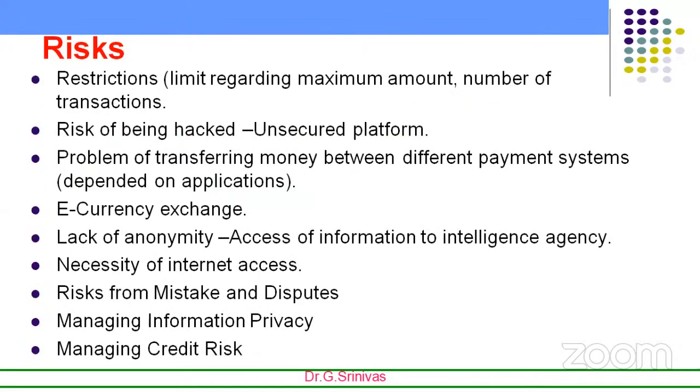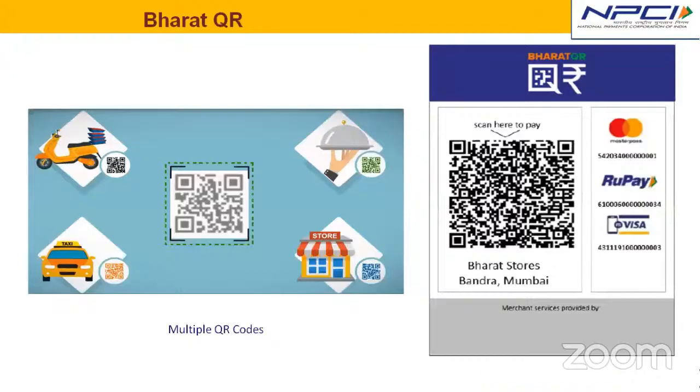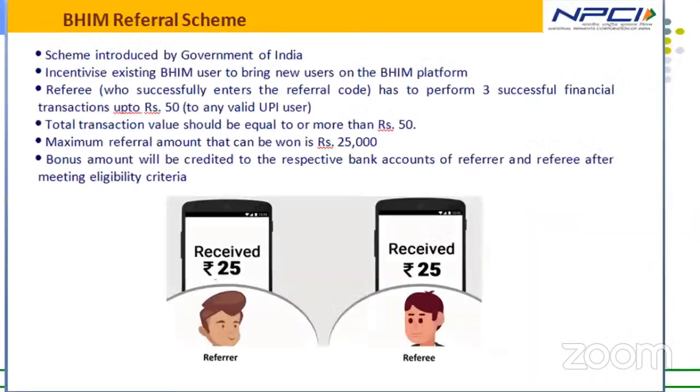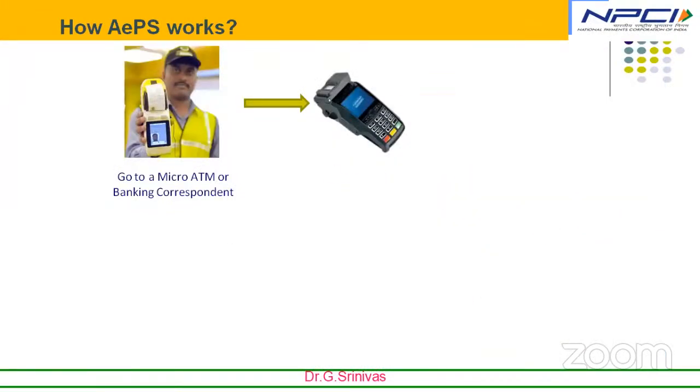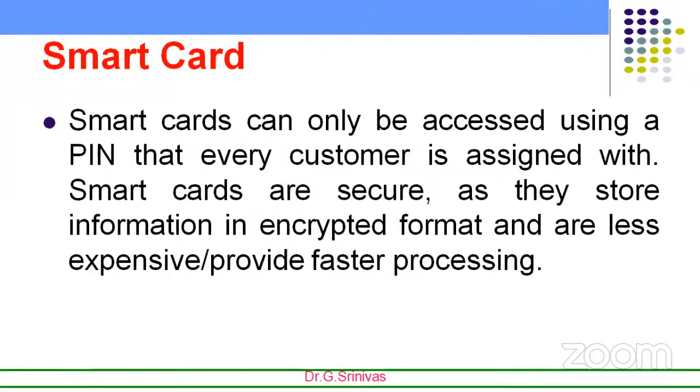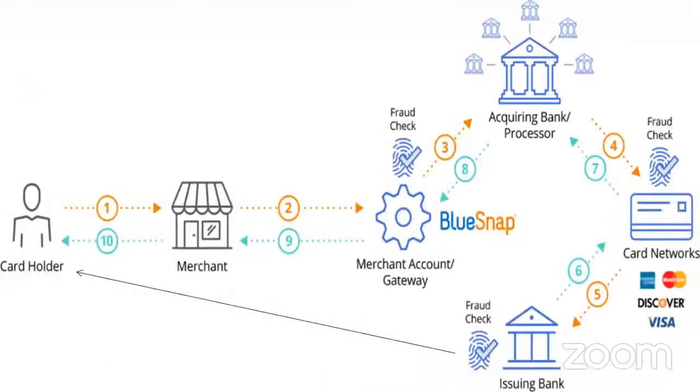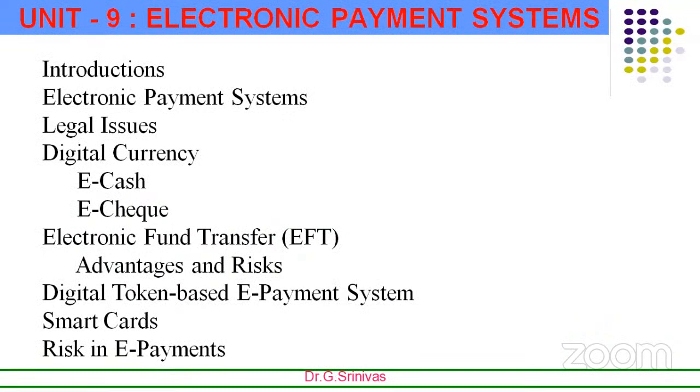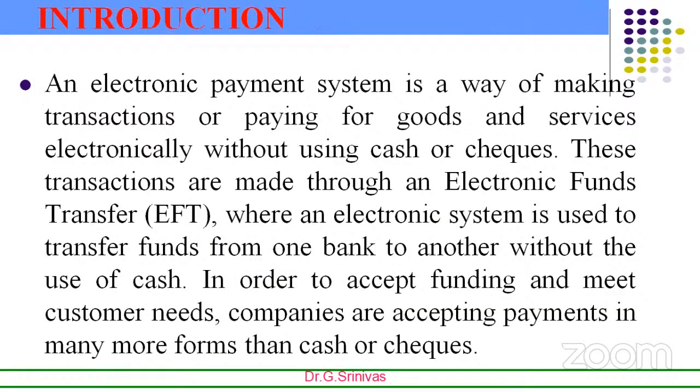Now, I will give the review of today's class, what we have covered in today's class. I will give an overview of electronic payment systems, what electronic payment systems we have. We have 9 minutes of time, and in that I will give the overview. So what we have completed: electronic payment systems. In electronic payment systems, we are completing the transaction and making the payments over the network by using electronic devices.